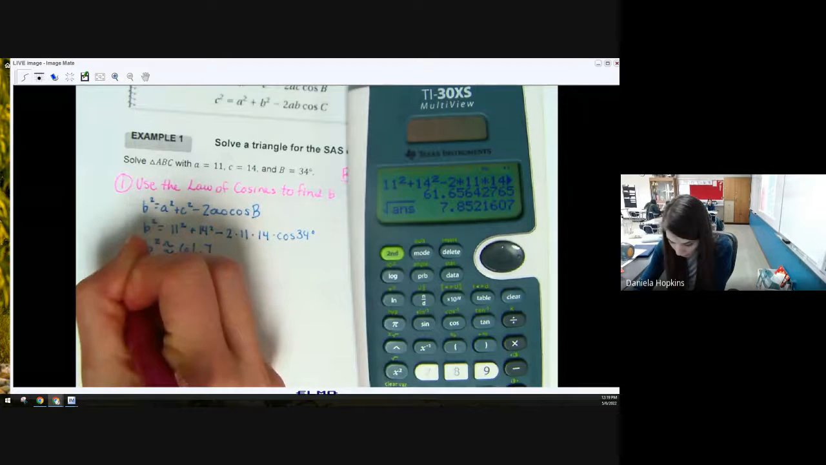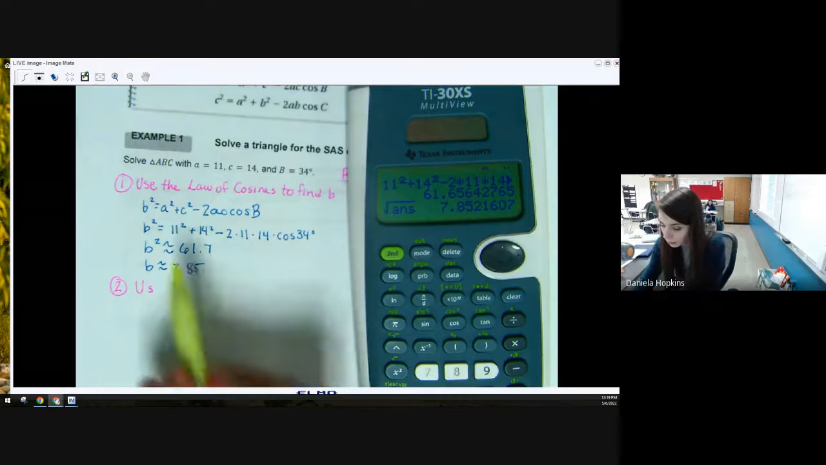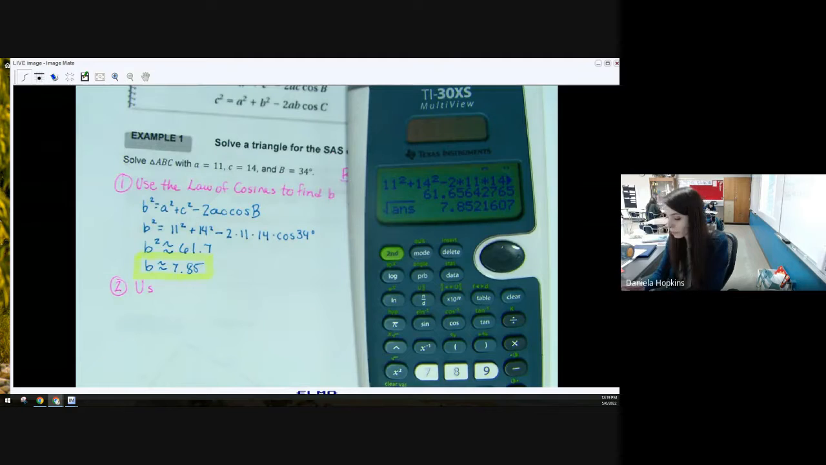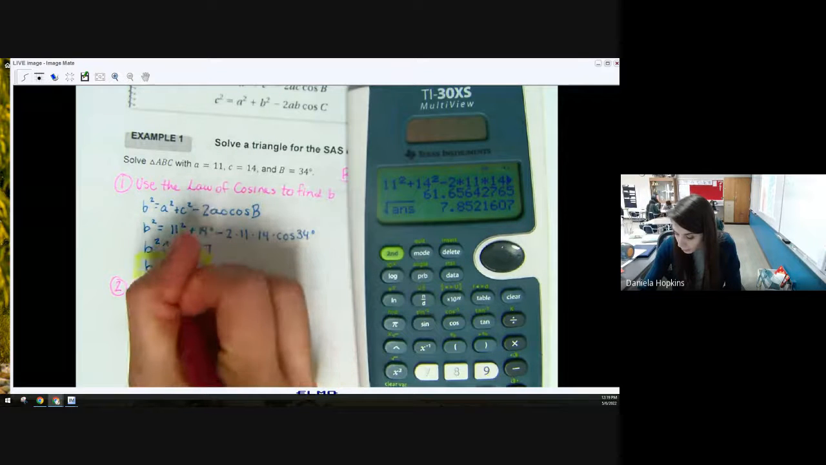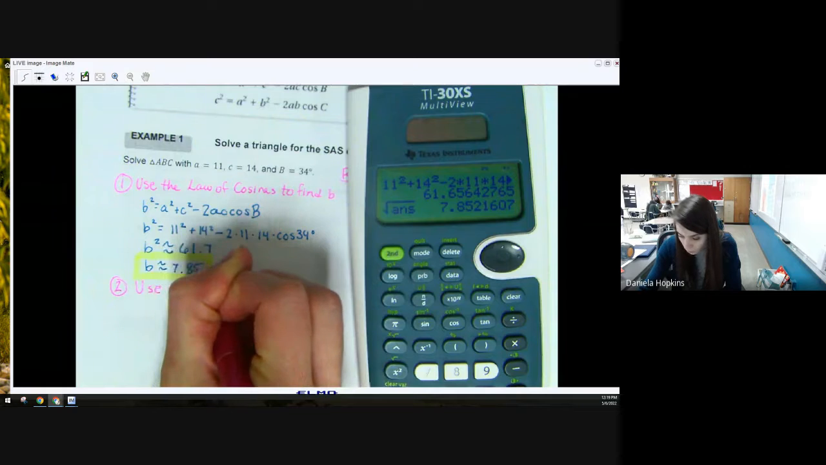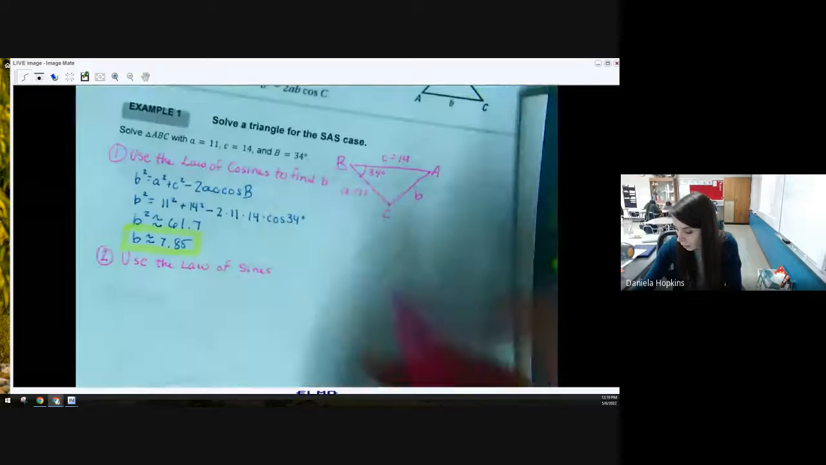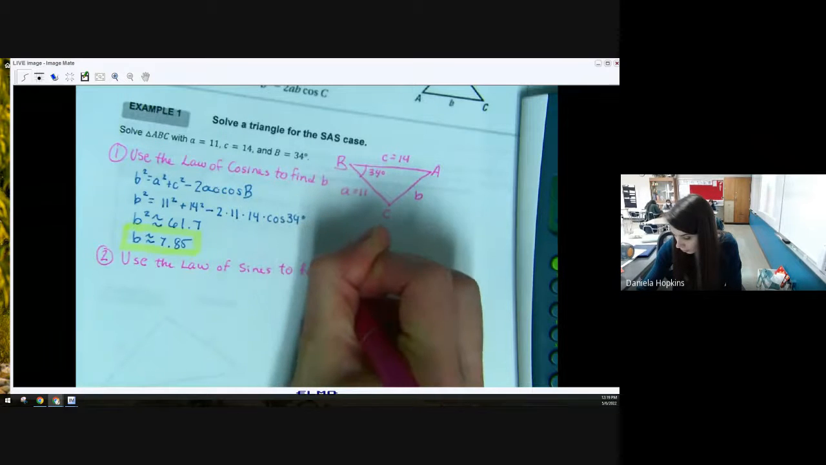So the next step, by the way, I have my b. We can circle that. That's one of the things we need to solve a triangle, right? You need all three sides and all three angles. We have three sides now. So to find my other angles, I'm still missing two angles, so I'm actually going to use the law of sines to find, and it doesn't really matter, the measure of angle A.